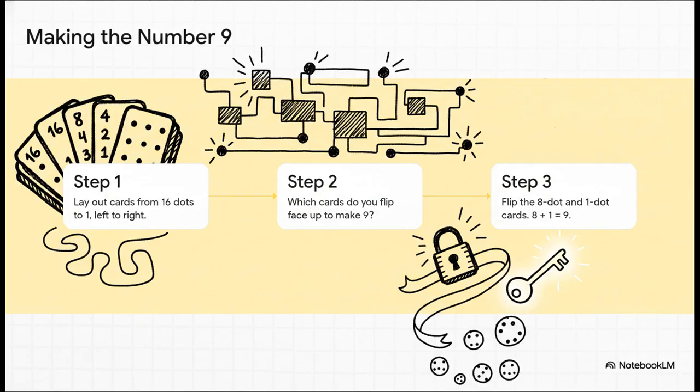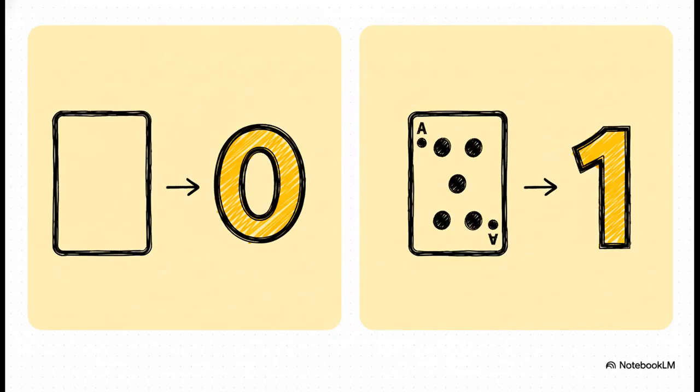Simple. But here's the really mind-blowing part. For any number you can think of up to 31, there is only one unique combination of cards you can flip. Every single number gets its own secret code. No two are the same. And this is where we go from a simple card game to the actual language of computers. It's so simple. If a card is face down, we're going to call that a 0. If it's faced up, that's a 1. And just like that, poof, we've created a code. A simple but incredibly powerful one.